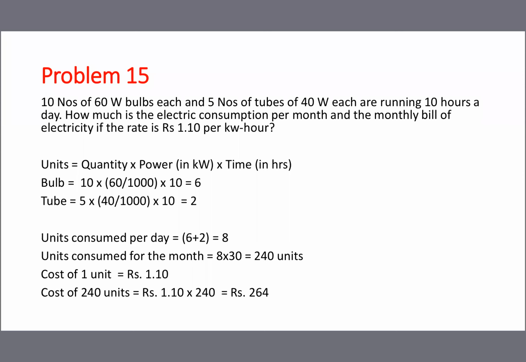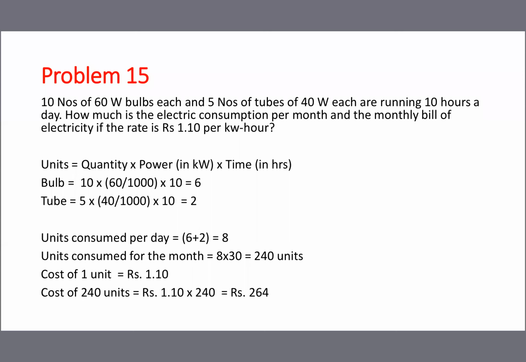How to calculate electrical energy. Electrical energy is calculated in terms of kilowatt hour, or simply people say it is unit. Electrical energy is measured in terms of unit. This is nothing but kilowatt hour. How to calculate? The first line you read: units equal to quantity multiplied by power as a kilowatt into time in hours. So quantity into power into time. When you multiply, automatically you will get the number of units consumed.